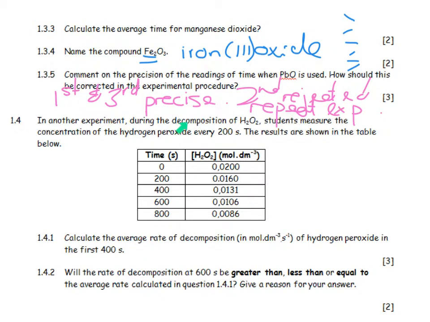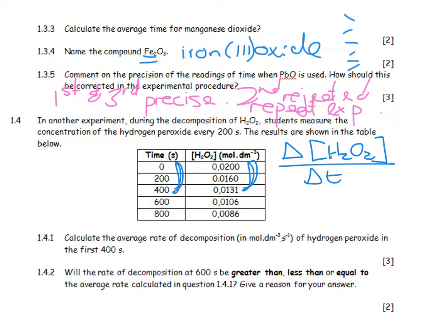In another experiment during the decomposition of hydrogen peroxide, students measure the concentration of hydrogen peroxide every 200 seconds. The results are shown in this table. Calculate the average rate of consumption in moles per cubic decimeter per second of hydrogen peroxide in the first 400 seconds. It's an average, so for rate, it's how much does the concentration change divided by how much does the time change, and you're going to land up with change in concentration over change in time, which is 0,0131 minus 0,0200 divided by 400 minus 0.